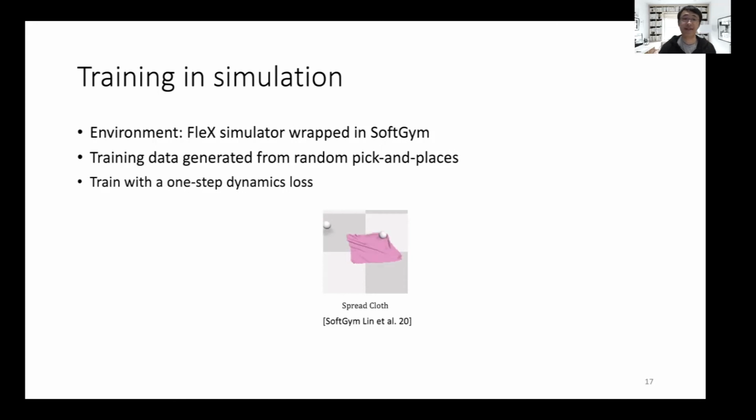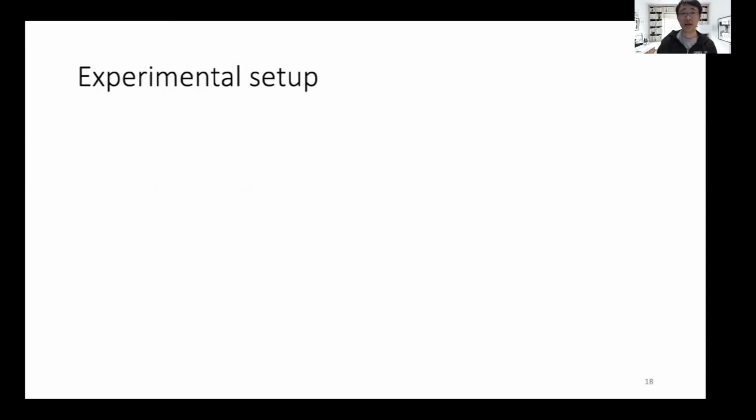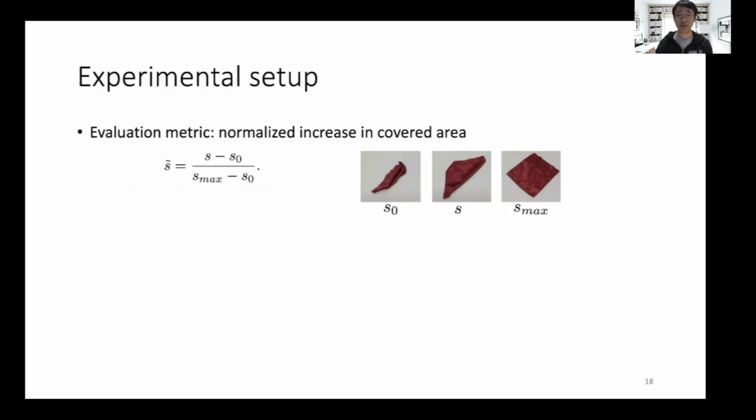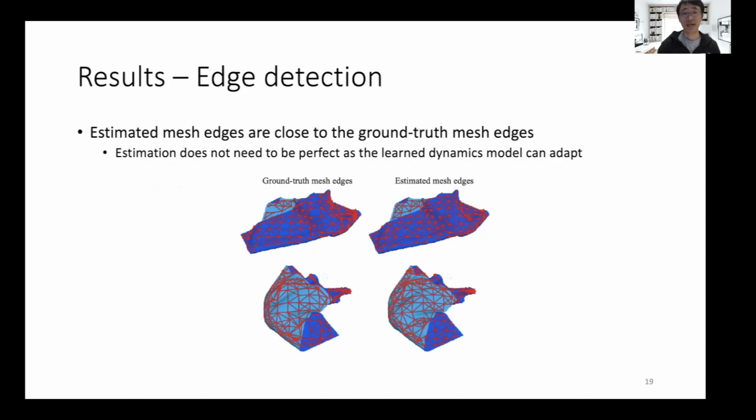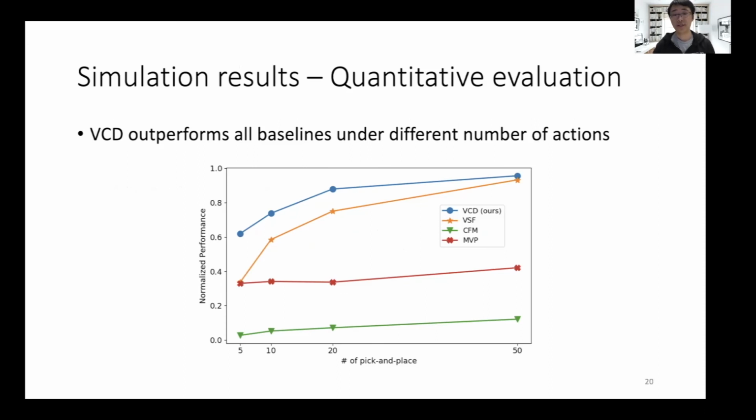Our dynamics model is trained in the Flex simulator wrapped in SoftGym. The training data are generated from random pick-and-places, and the dynamics model is trained with a one-step dynamics loss. For smoothing the cloth, we use the normalized increase in covered area as an evaluation metric. And we compare with other baselines that learn a pixel dynamics model, or a latent vector dynamics model, or directly learn an RGB-based policy. We first show that the estimated mesh edges are close to the ground truth mesh edges. In simulation, our method, denoted by the blue line here, greatly outperforms all baselines on a different number of actions.